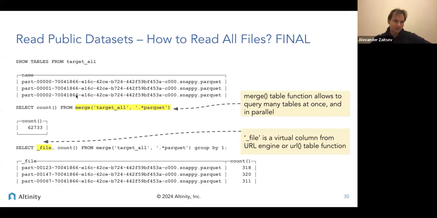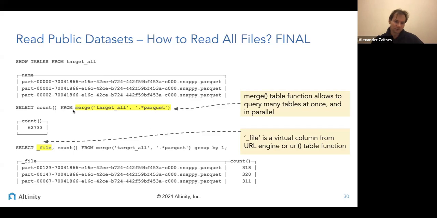And if we run those create table statements, we can then show tables from target all and see that we have a lot of tables which are named exactly as Parquet files. So we can query them directly. But our goal was to query all Parquet files together from this data set. In order to do it, we can use the merge table function, which allows us to combine multiple tables that match a regular expression. So we have a regular expression which matches all tables that end with Parquet.